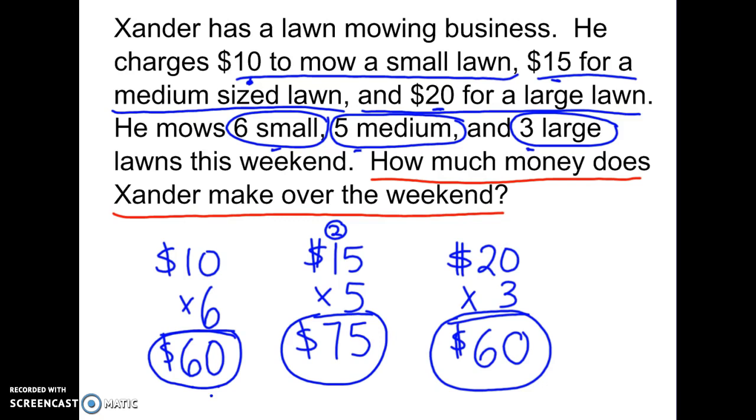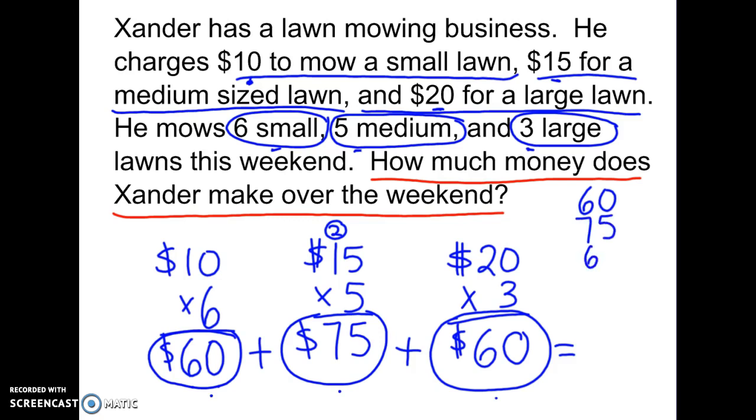Okay, so now I've got $60 for small lawns, $75 for medium lawns, and $60 for the large lawns, but he mowed all of those over the weekend. So that means I'm going to now add up these subtotals to get the total amount that Xander made. So I'm going to go ahead and stack these, make sure I have all the place values lined up.